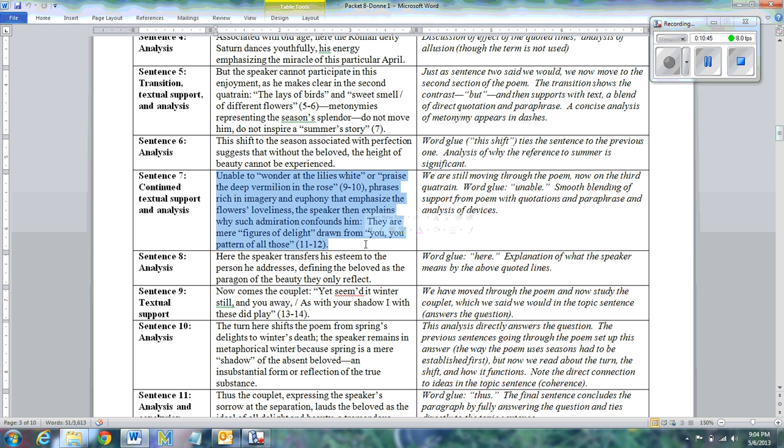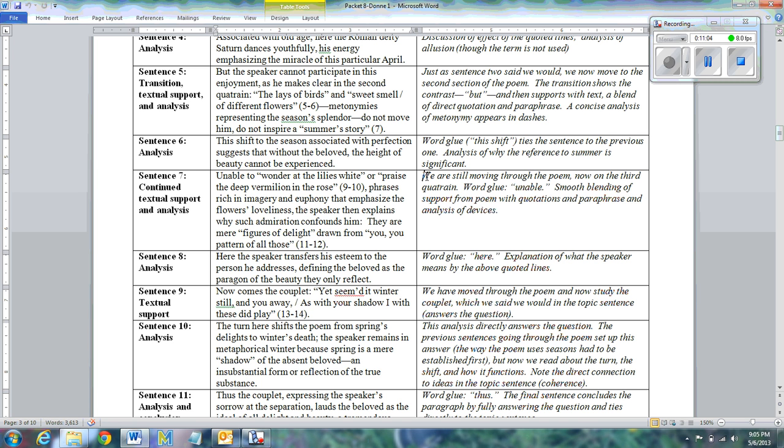Unable to wonder at the lily's white or praise the deep vermilion in the rose, phrases rich in imagery and euphony that emphasize the flower's loveliness, the speaker then explains why such admiration confounds him. See, nice active verb there. They are mere figures of delight drawn from you, you pattern of all those.